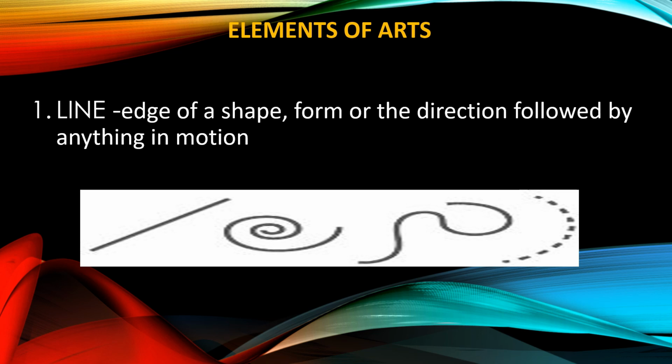Line is an edge of a shape, also a form or the direction followed by anything in motion. At ang line din ay mula sa tuldok. Kapag pinagsama-sama ang lahat ng tuldok, makabubuo tayo ng iba't ibang linya. At ang linya ay tumatalakay sa iba't ibang direksyon. Alam naman natin na may iba't ibang uri ng linya. Ano-ano yun? Merong vertical line, horizontal, zigzag, curve, and diagonal lines.